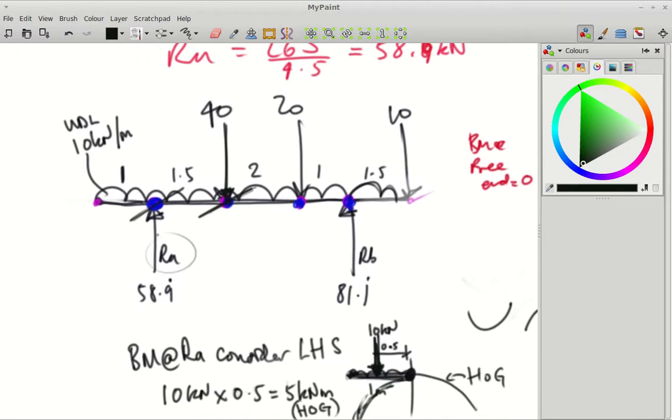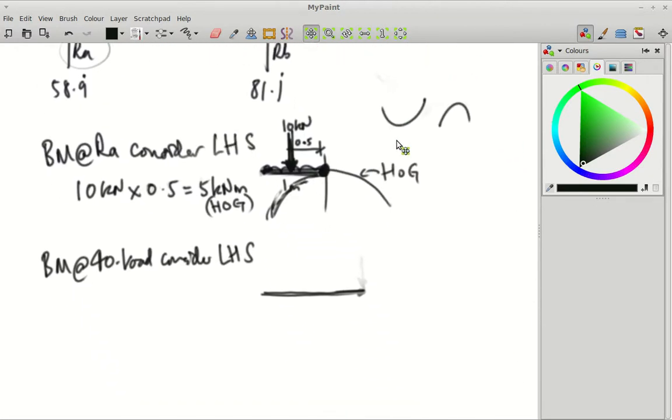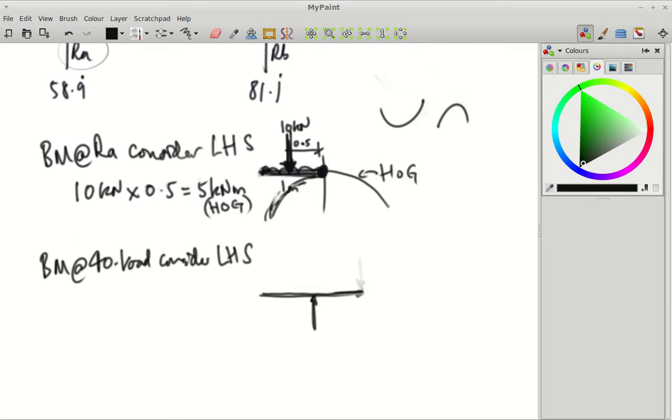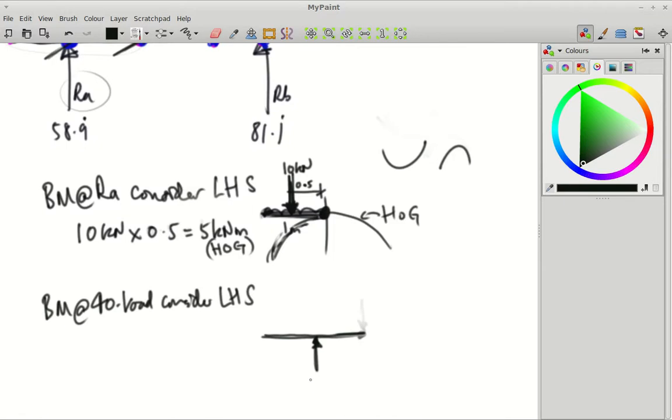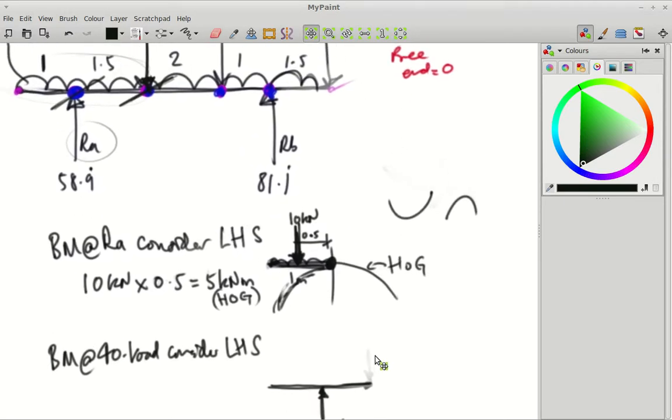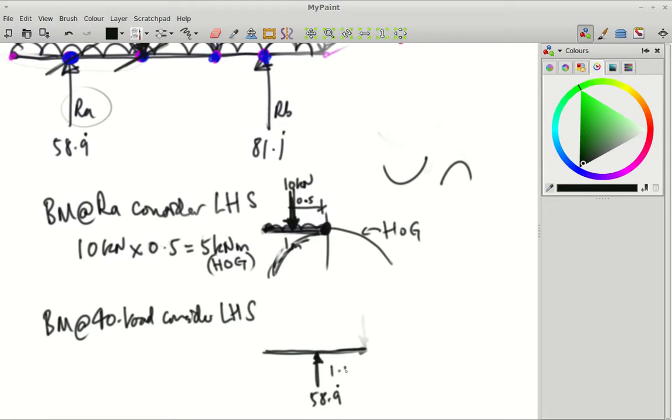We've just got RA and this UDL to worry about. So we know that RA is 58.9 recurring, and we know that it's 1.5 meters from this pivot point. We've then got this UDL, which is acting 2.5 meters.